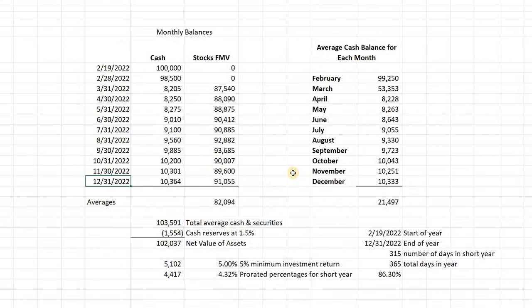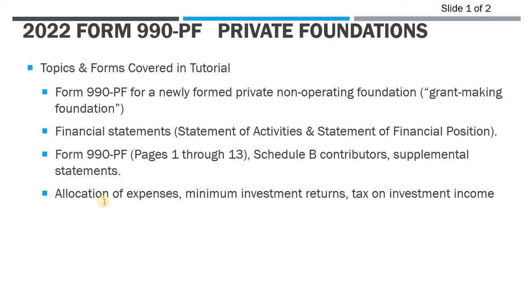And then we have a monthly reconciliation here, which we need to compute our minimum investment return. So when we get to that part of the 990, we'll come back to this as well. And then lastly, we just have two slides here, one covering the summary of what we're going to look at, and then the other one detailing the fact pattern, and some key points to remember. So we'll start with the slides, and then we'll get into the return here.